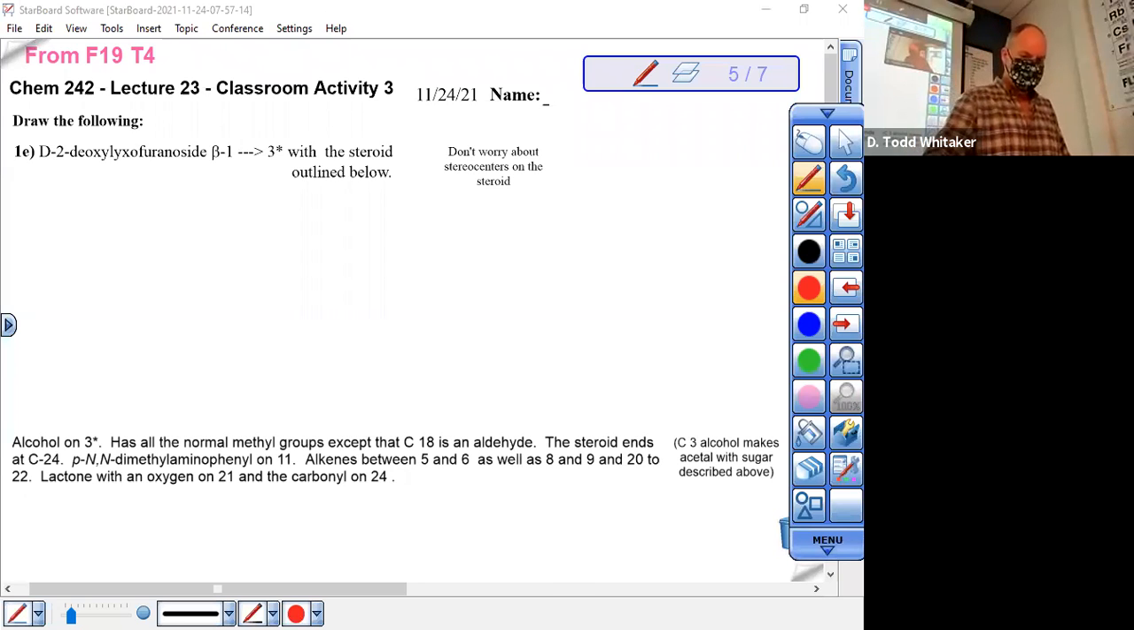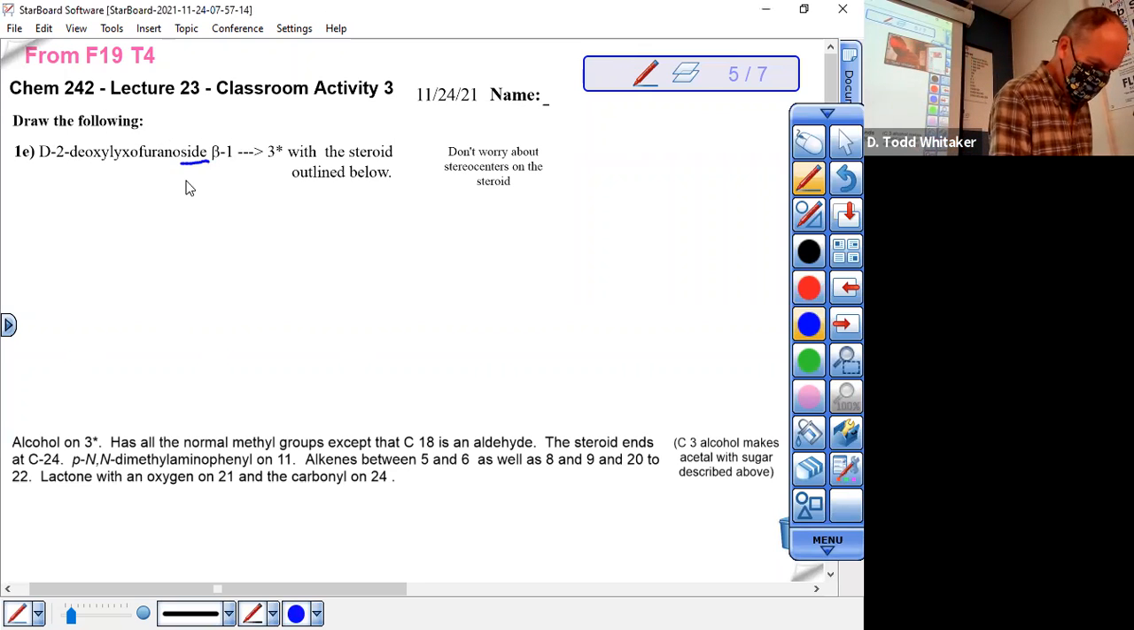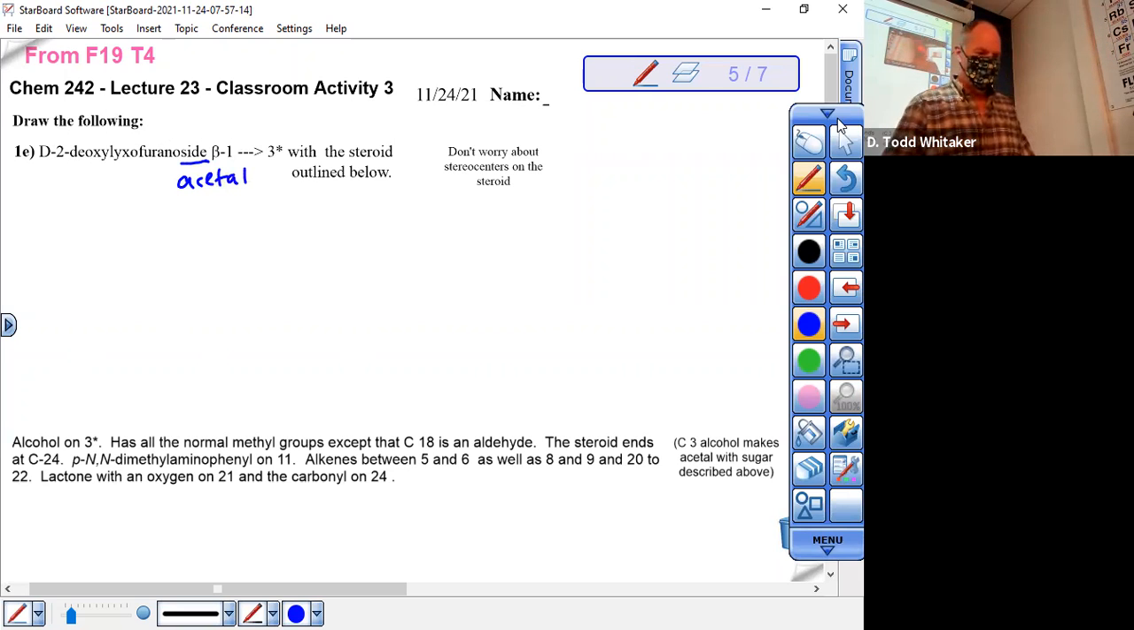All right, everybody, we are going to do a classroom activity where we have to draw a sugar in its cyclic hemiacetal form. Oh, no, not hemiacetal, acetal form, with a steroid as described below. So as soon as you see steroid as described below, you start by drawing the 4 rings of a steroid.